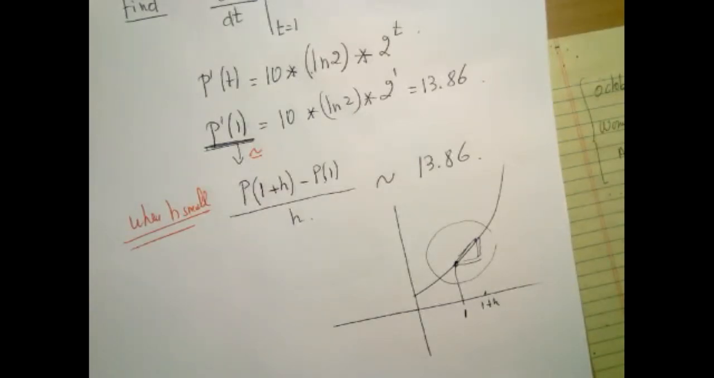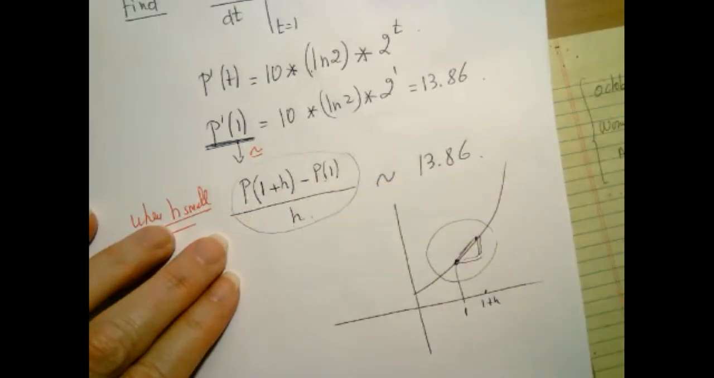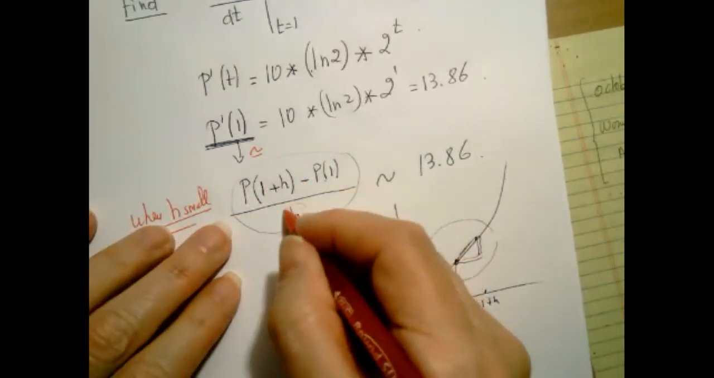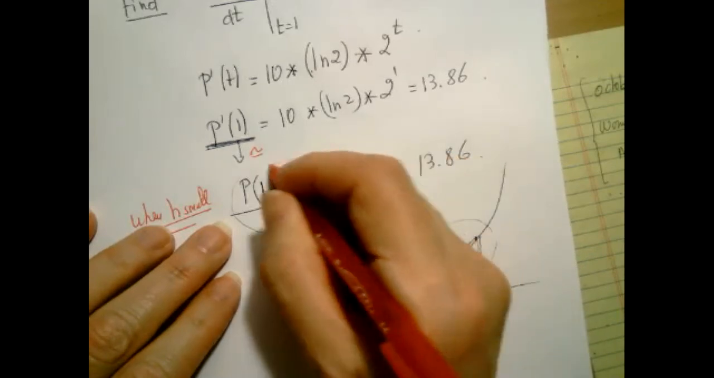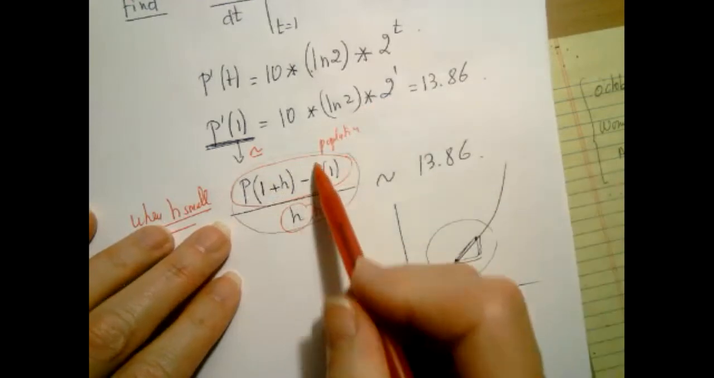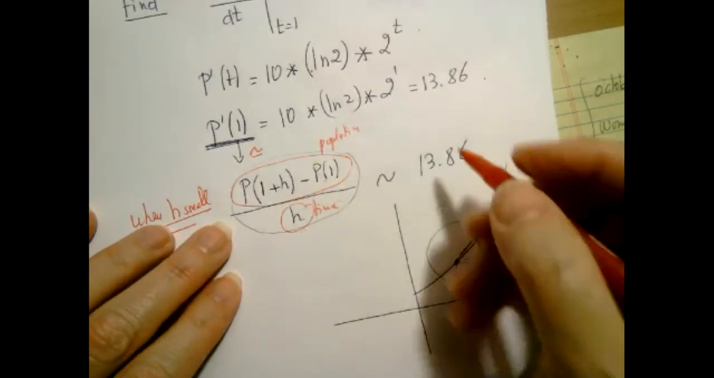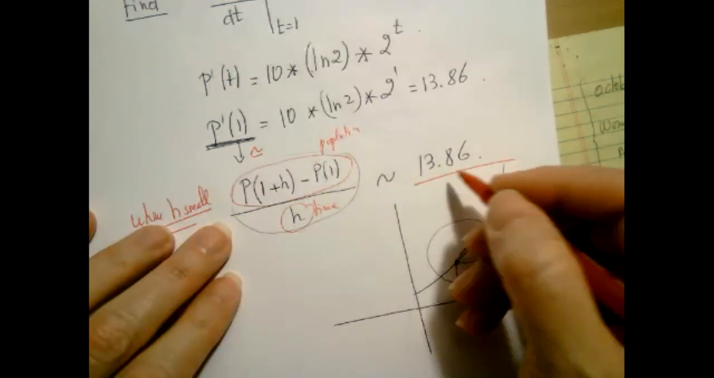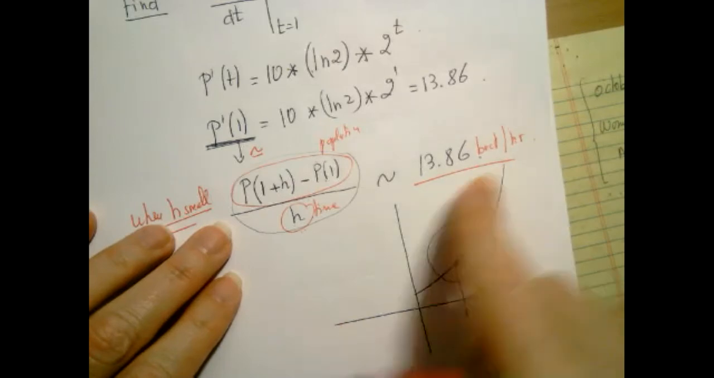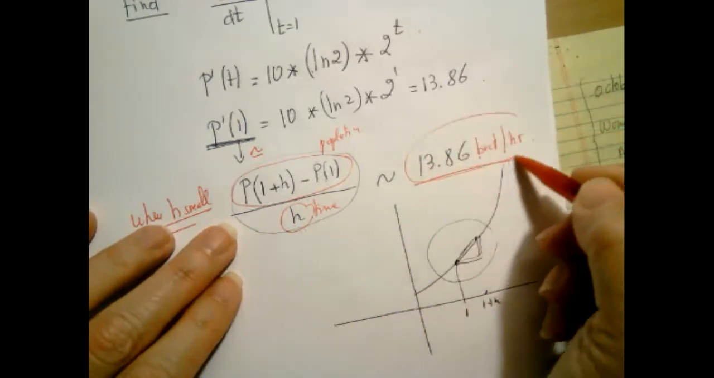Right, so I want to analyze this statement. First, what's the unit of the average rate? When I compute the change of population over the change in time, this is time, and this is population of bacteria. So the unit here is bacteria per hour. So the unit we're going to give to the derivative is going to be bacteria per hour, because it's going to inherit the unit of the average rate.